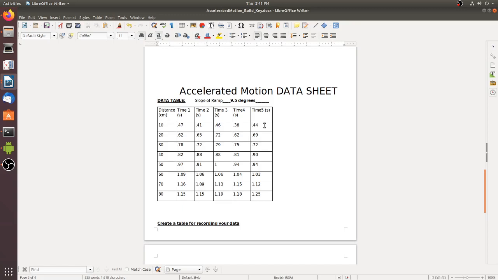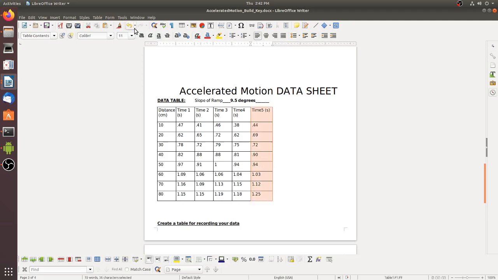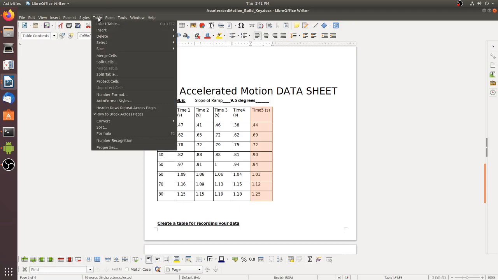And here are my 5 times that I got for 10 centimeters, 20 centimeters, and so on. So I need the average of these. So what can I do? I can add a column here. You can do this any way you want. Just with a calculator, just add them and divide by 5. I don't have a calculator. I'm going to insert some columns to the right.